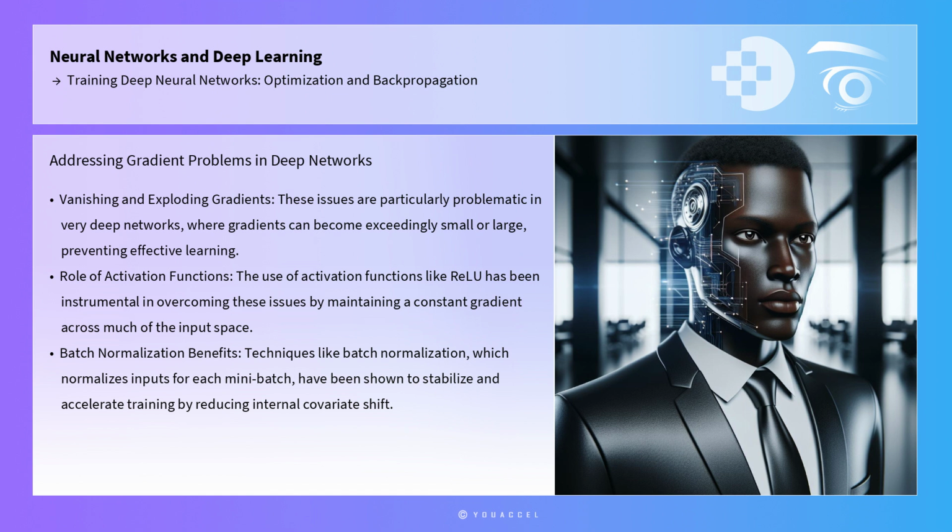The vanishing and exploding gradient problems are particularly problematic in very deep networks, where gradients can become exceedingly small or large, preventing effective learning. The use of activation functions like ReLU has been instrumental in overcoming these issues by maintaining a constant gradient across much of the input space, thus facilitating the training of deeper models. Additionally, techniques like batch normalization, which normalizes inputs for each mini batch, have been shown to stabilize and accelerate training by reducing internal covariate shift.